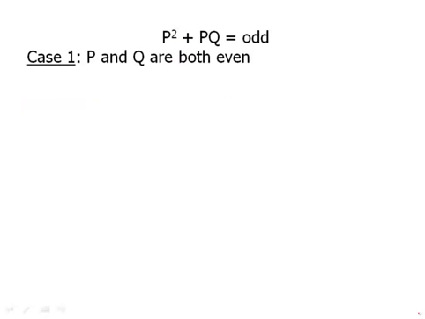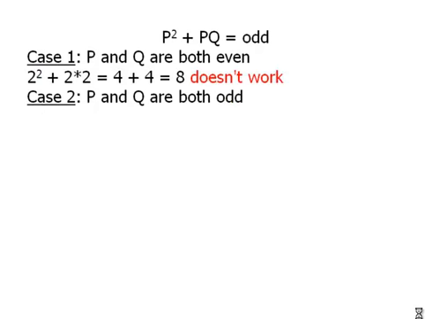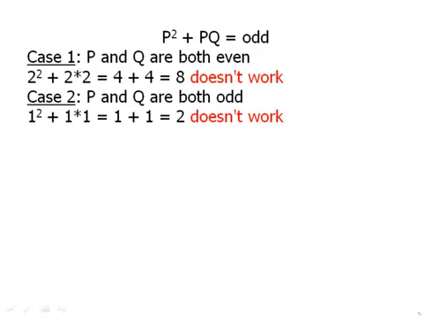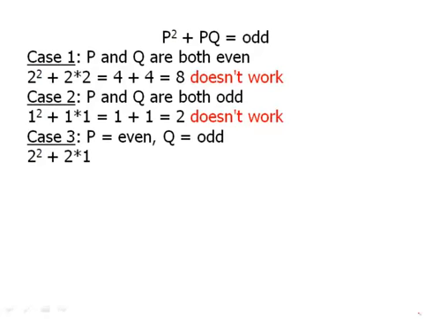Case 1, p and q are both even, so we're just going to plug in 2. P equals 2 and q equals 2. We get 2 squared plus 2 times 2, 4 plus 4 is 8. That's an even number. That doesn't work. We'll try both odd. Pretend that they're both equal to 1. P equals 1, q equals 1. We plug in, we get 1 plus 1 is 2, which is an even number. That doesn't work. Case 3, p is even and q is odd. So now we're going to plug in p equals 2 and q equals 1. And here we're going to have 4 plus 2 is 6. That doesn't work. That's even.